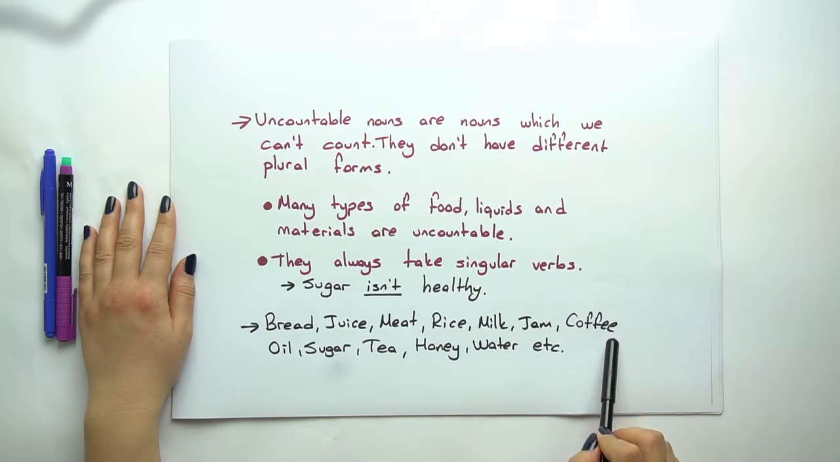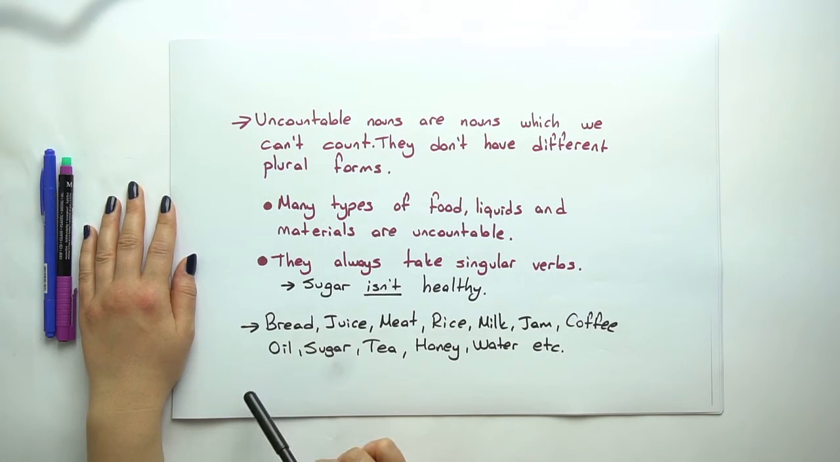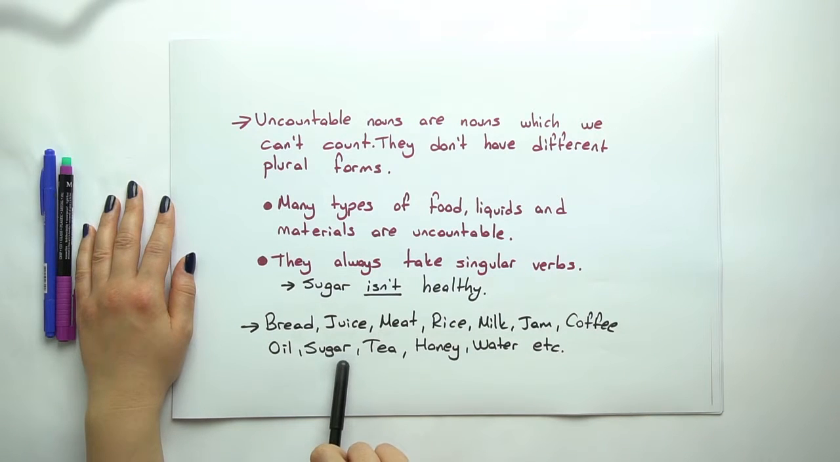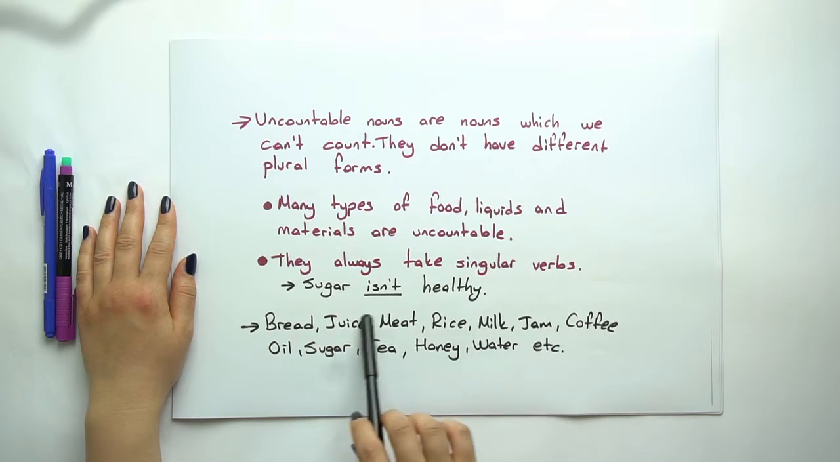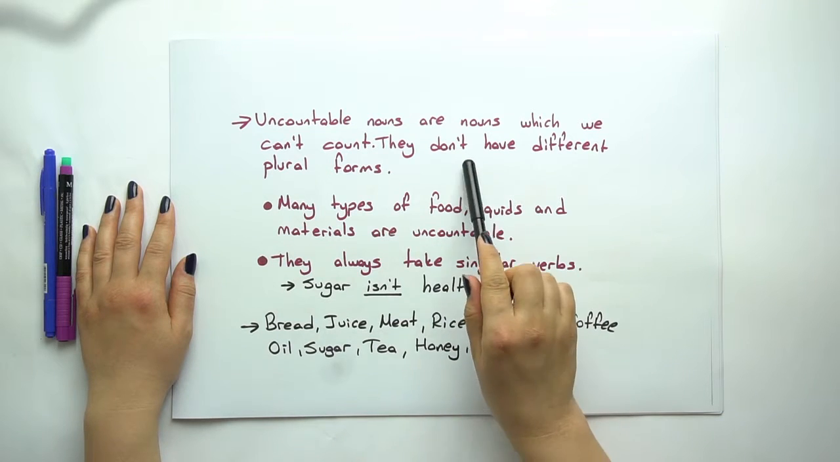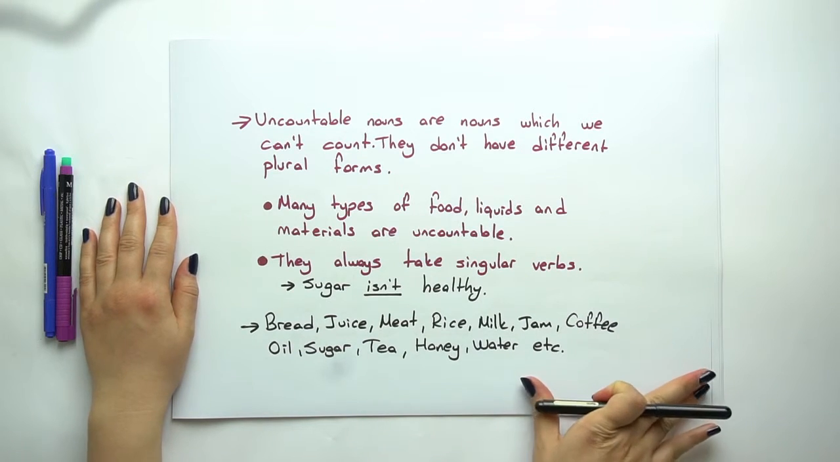Next one, coffee. Coffee is uncountable. Then we have oil. Oil is uncountable. Then we have sugar. Sugar is uncountable. Then we have tea, honey, water. And of course, there are more examples about them, okay? These are all uncountable nouns. And remember, they don't have different plural forms. We use them only in singular forms.